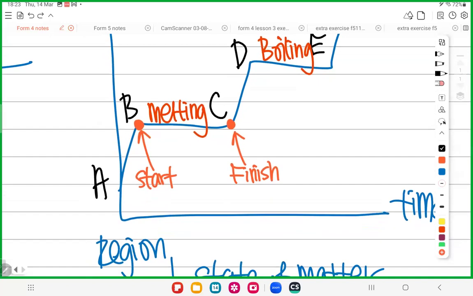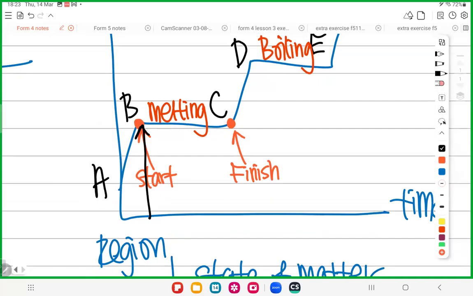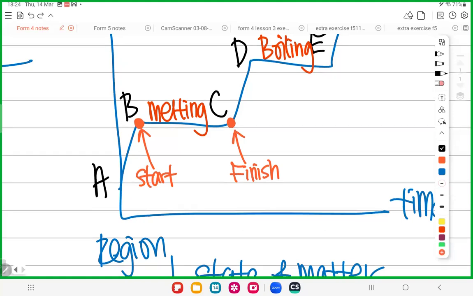They might ask you, at here, what is the state you have? Solid and liquid. Anywhere along B to C, solid and liquid. But once you reach this point, what is the state you have? Liquid only. Why? Because at this point, your melting is fully completed. So no more solid. Everything has already become liquid.